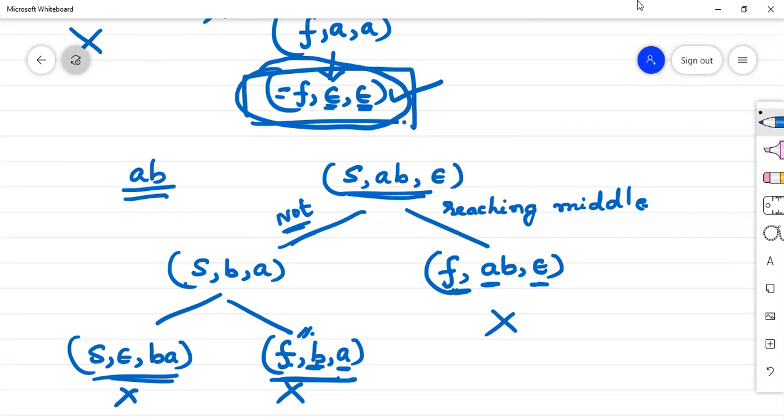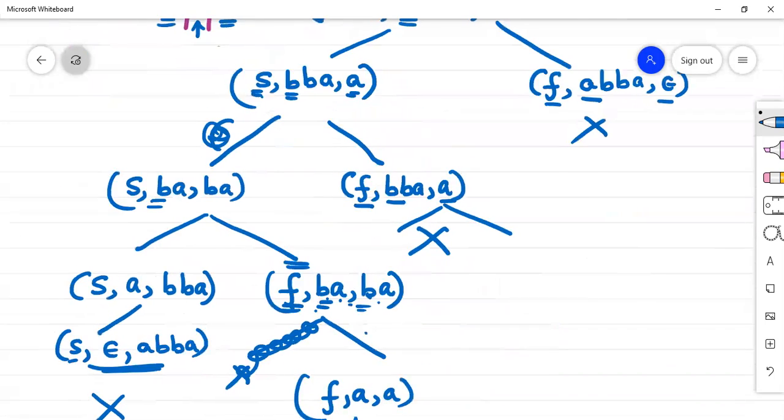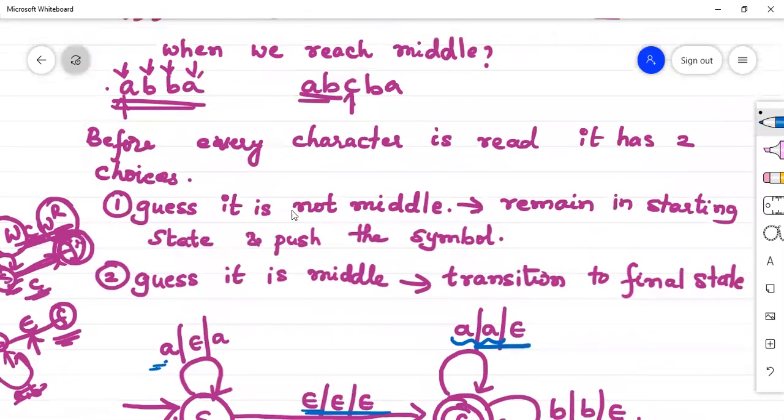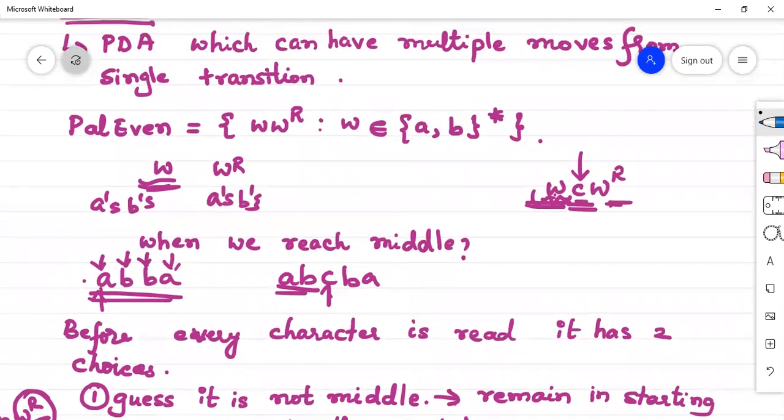Okay. I'll again repeat this example once for you. The question was to design a PDA for even palindrome, WWR. So I don't know where the middle is, right? So since I do not know, I hope you are clear with that statement.